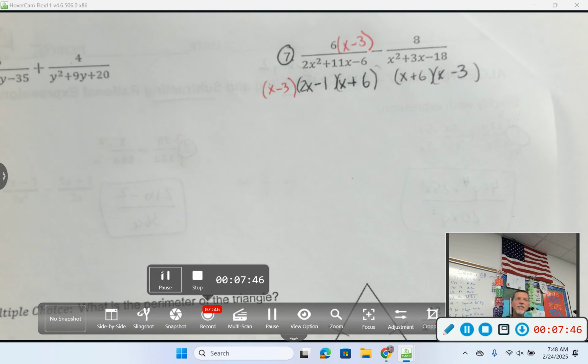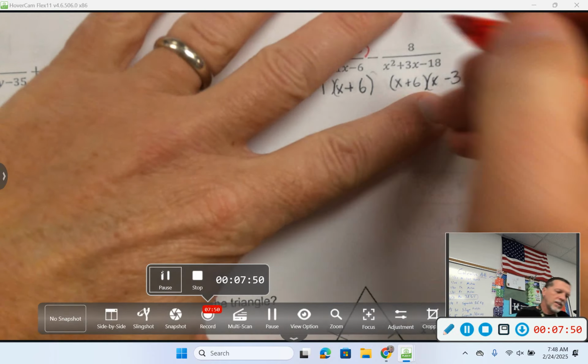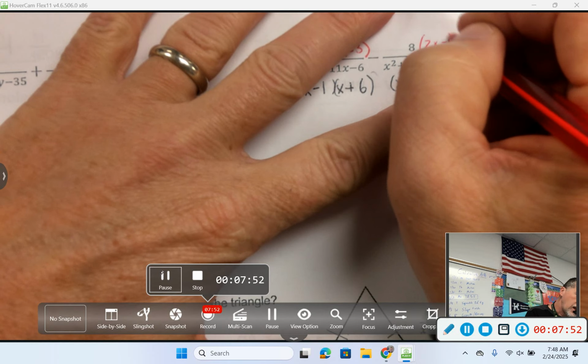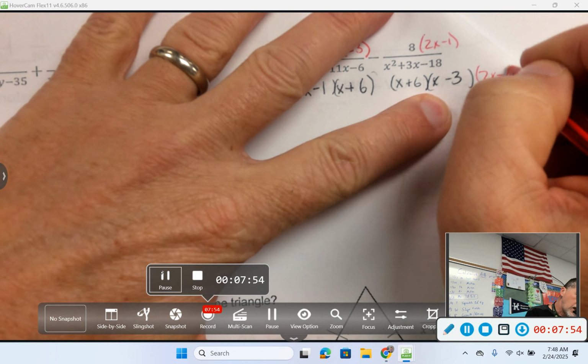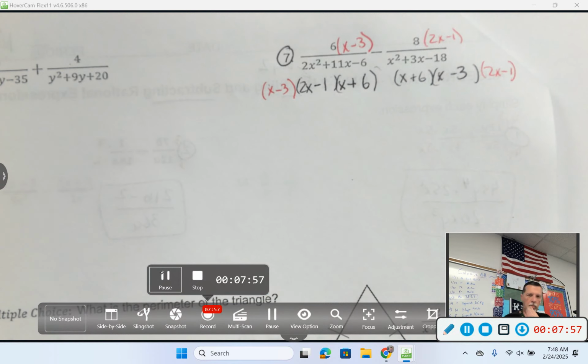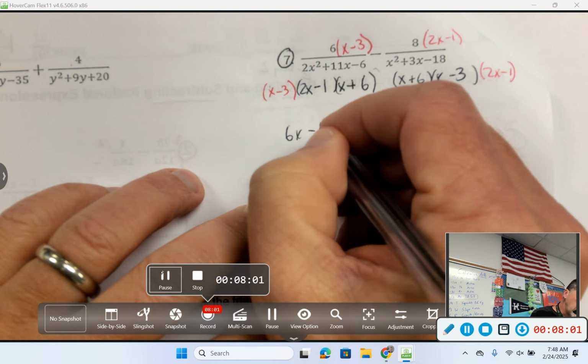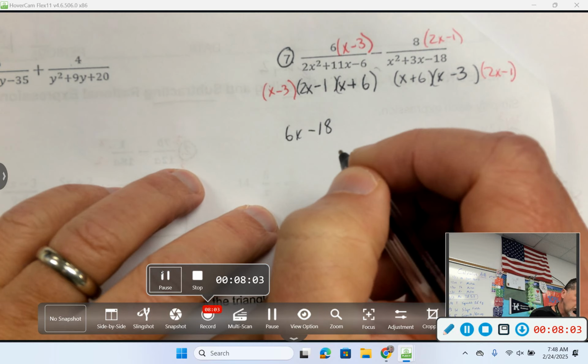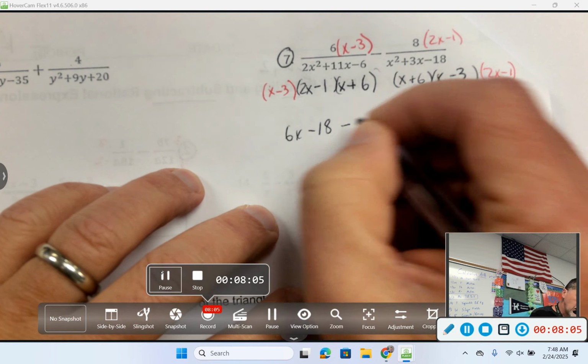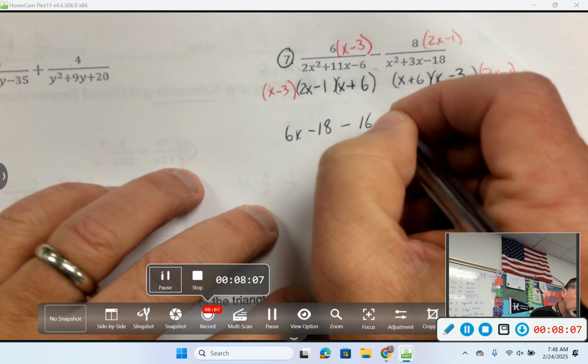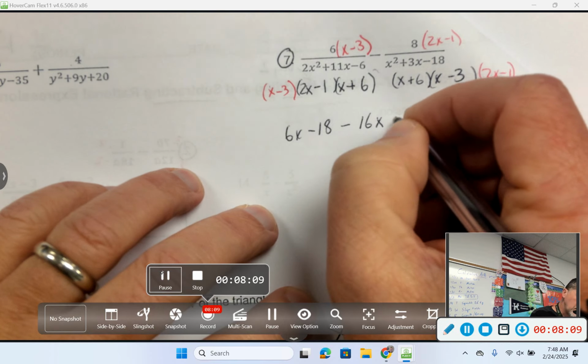And then the second kid's like, well, that's not fair, I want a 2x minus 1. Another one with the minus sign up there to be careful with. So 6x minus 18, minus 8 times 2 is 16. 8 times 1 is 1.